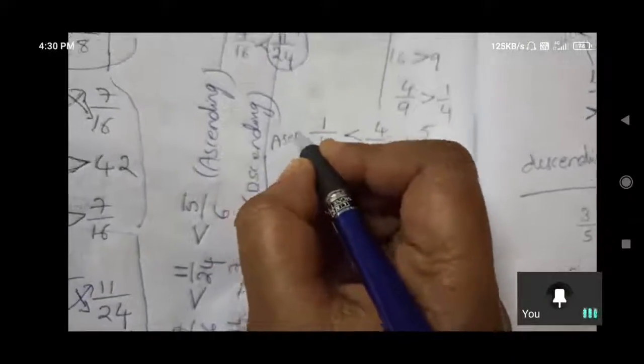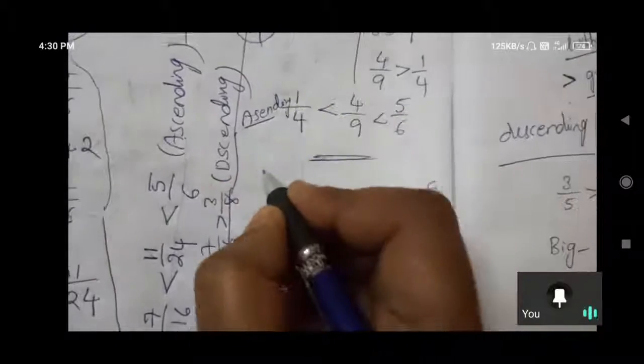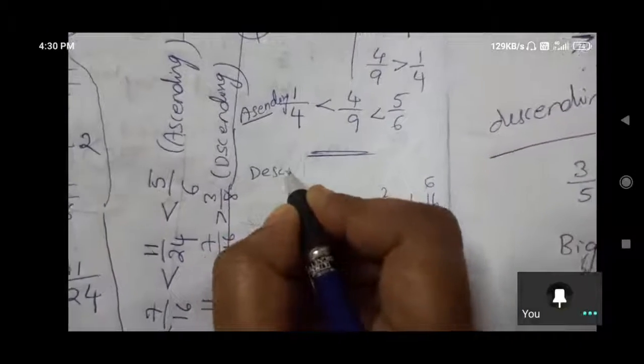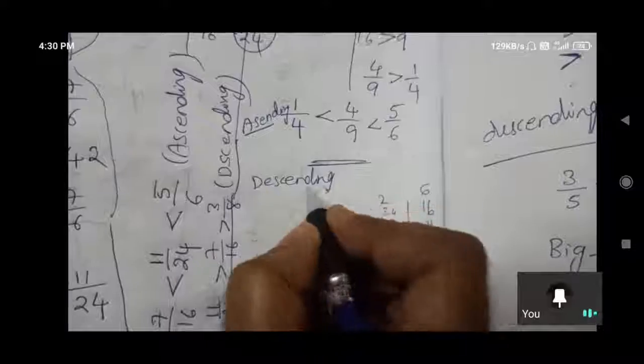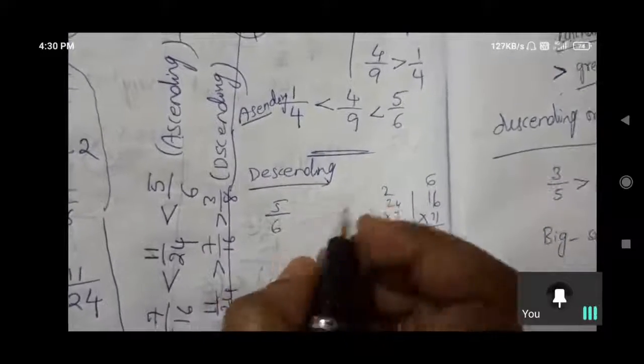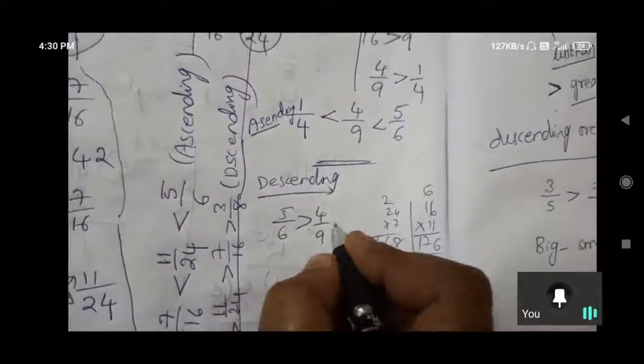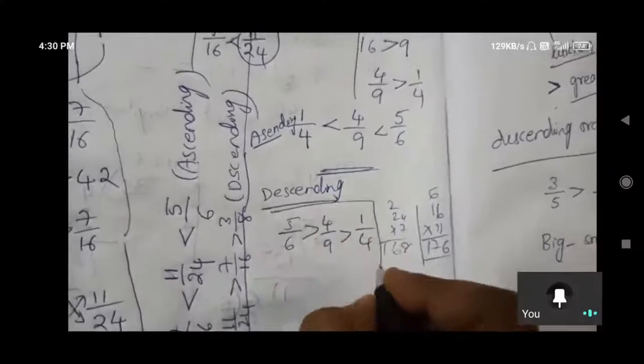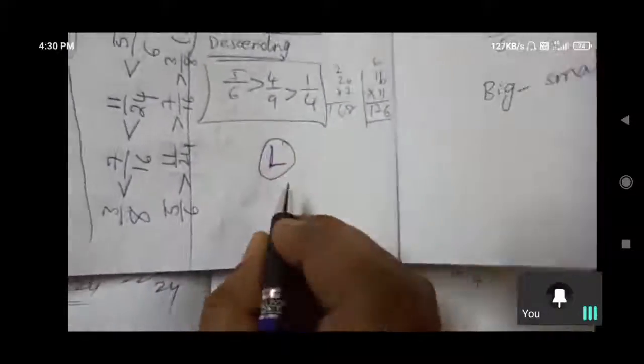Here also this is ascending. Yes, this is ascending. We can write descending also. Descending order for this. So 5 by 6 greater than 4 by 9 greater than 1 by 4. So how will it come, L shape. L like this, this side.